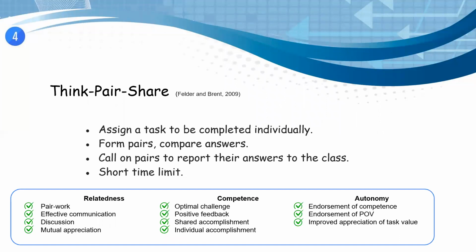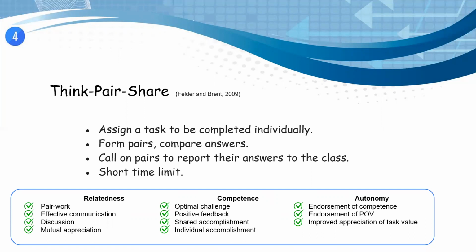This is called Think, Pair, Share. It's a very versatile, quite simple active learning task. The procedure is quite straightforward, quite intuitive. First, assign a task to be completed individually by the students. After the task has been completed individually, have the students form pairs and compare their answers with one another. After they've done that, call on the pairs to report back to the class.